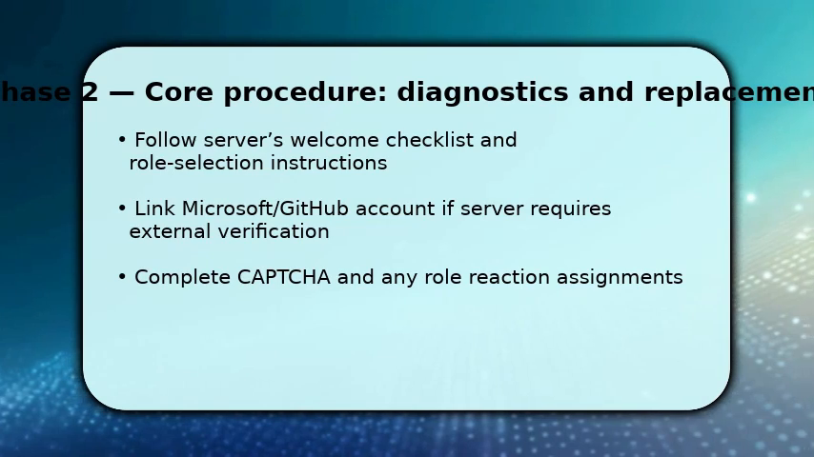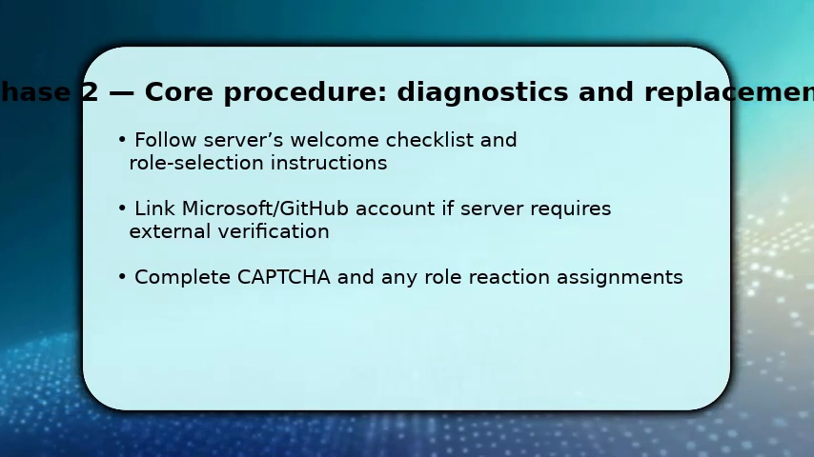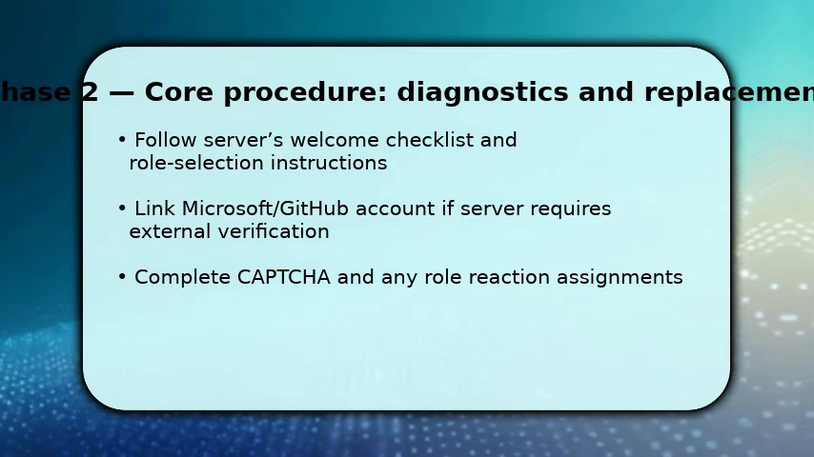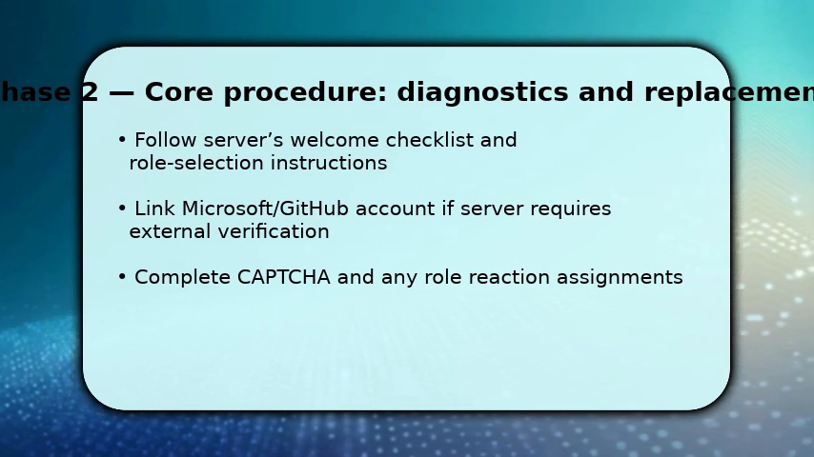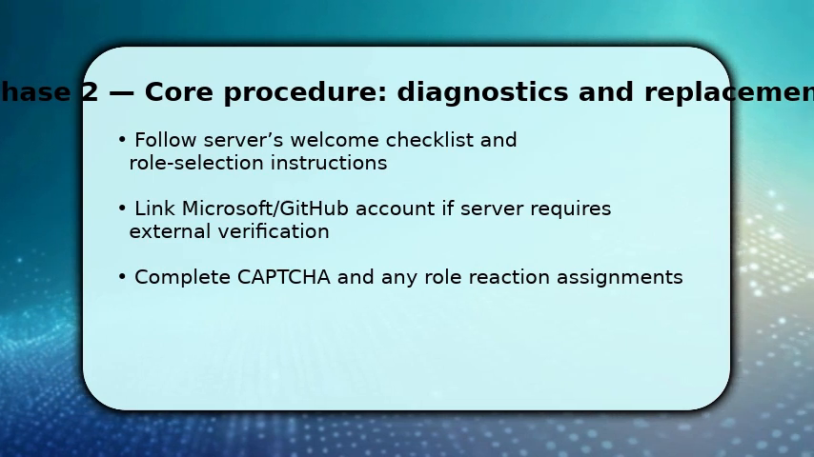Now you handle the middle, more detailed steps. Verify identity and request access to relevant channels. You'll often need to link a Microsoft or GitHub account. Choose the provider shown, consent to the minimal permissions, and confirm.